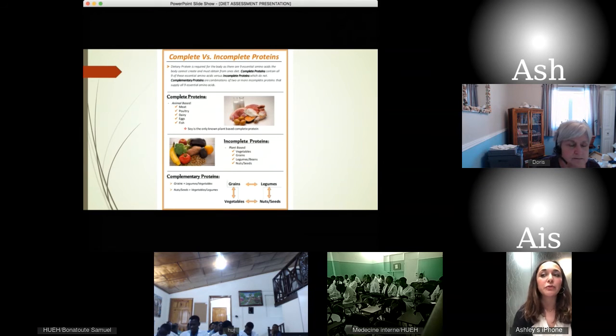So for example, as a general rule, grains, cereals, nuts, or seeds can be eaten together with beans, peas, lentils, or peanuts, to create a complete protein.